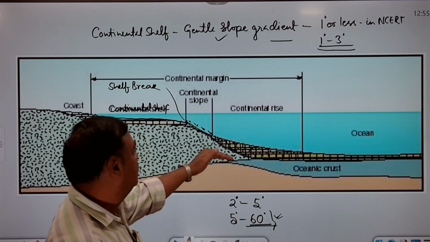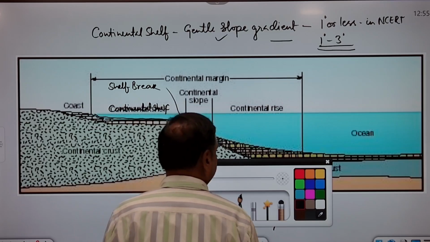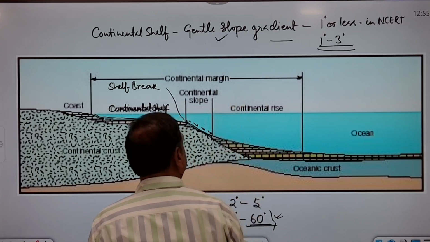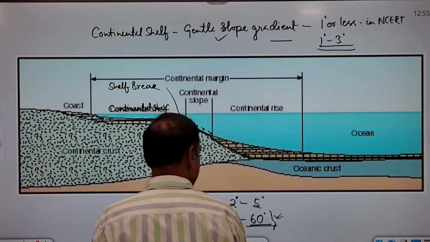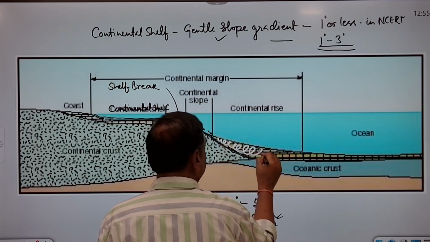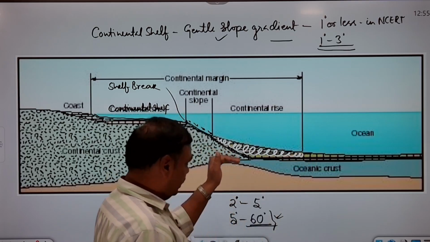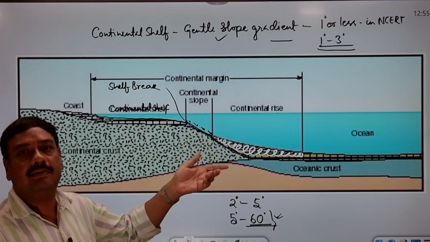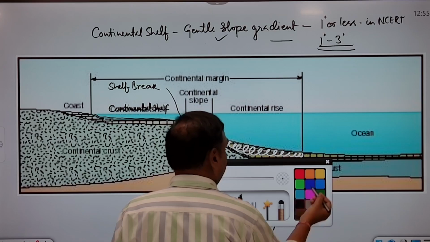It gets increased here. Why is it so? Because sediments are deposited here, in this region. So, since the floor of the continental slope has risen, this portion has been named as continental rise.